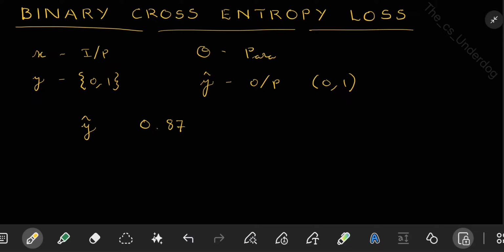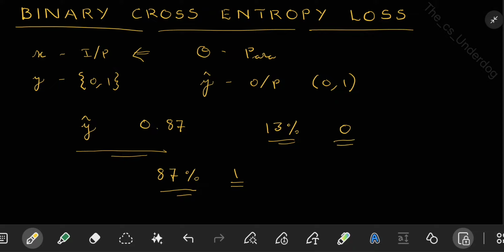What does this mean? If you interpret this as the probability that your input is belonging to class 1, then this output y cap tells you that 87% chances are that the input x that is given is belonging to class 1, which will automatically tell you that 13% is the chance that this particular input x is belonging to class 0. So this is how you are going to interpret the model output y cap. This is how you do it in a classification task.